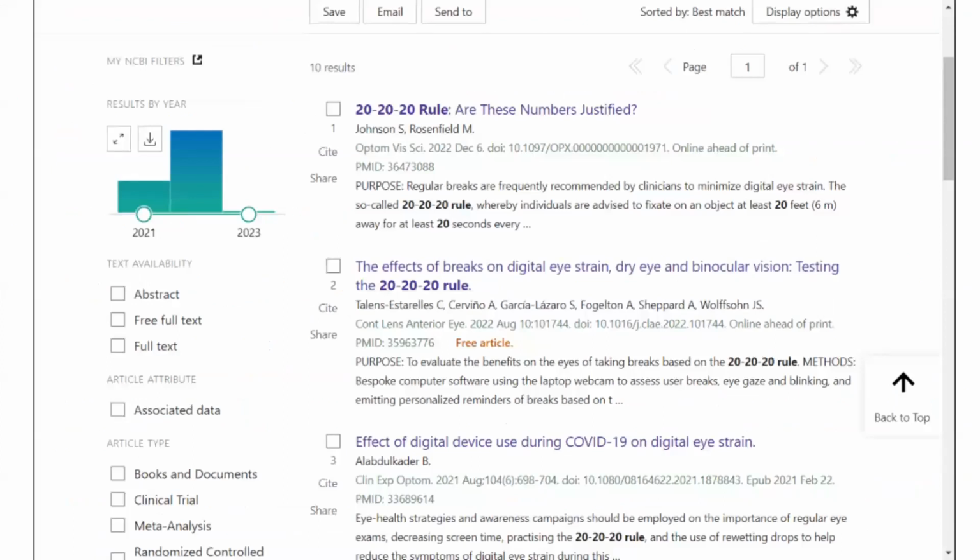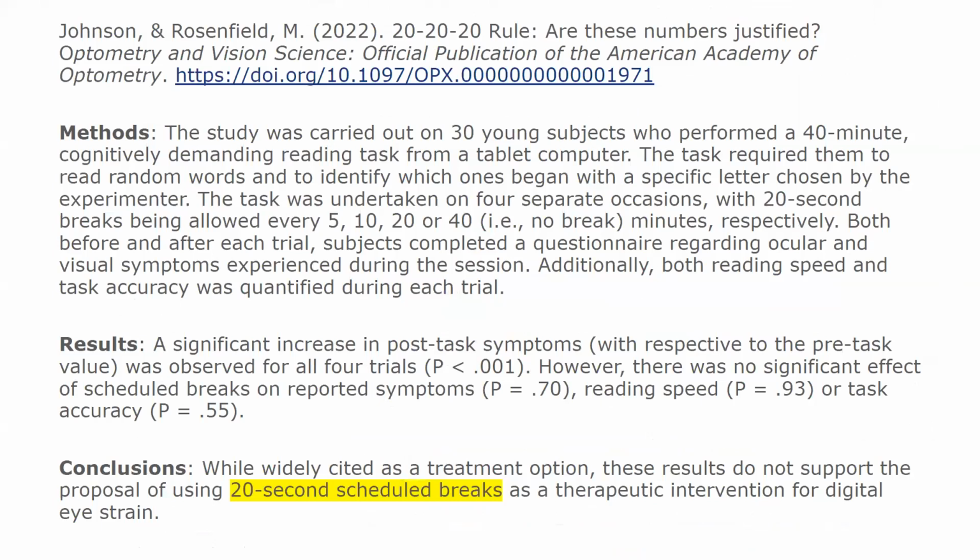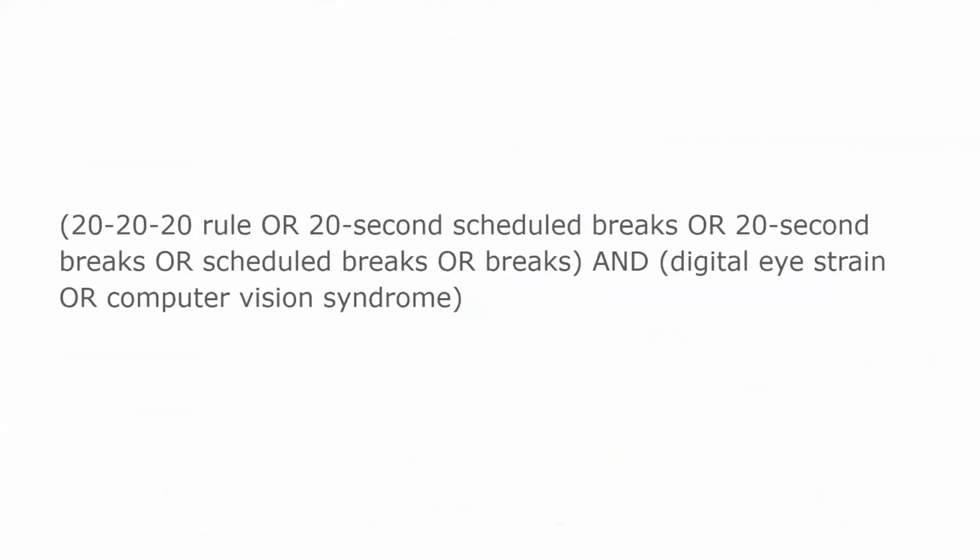At this point, we could look at the remaining articles in the 2020 search results and save any that were relevant. We could come up with additional search terms and look at articles in those results. As we were reading through the article "2020 Rule: Are These Numbers Justified?", we saw that they use the term 20-second scheduled breaks. So we could try adding this to our search string.